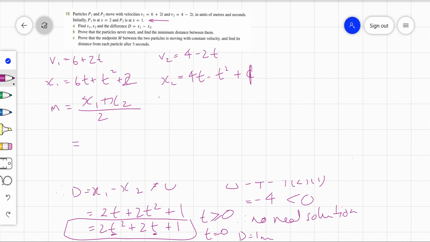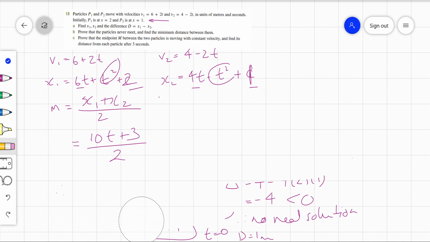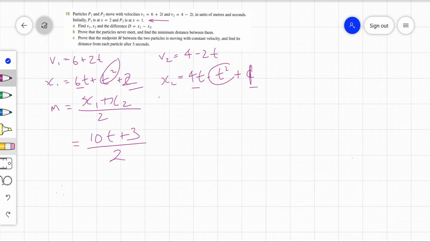So if I add them together, I've got a t squared minus a t squared, that's 0. I've got a 6t plus a 4t, that's 10t. And I've got a 2 plus a 1, so that's plus 3 over 2. So that would be the midpoint. Now, if I was looking for its distance, hang on, it's moving with constant velocity. All right, so that is the midpoint, as in the displacement of the midpoint.